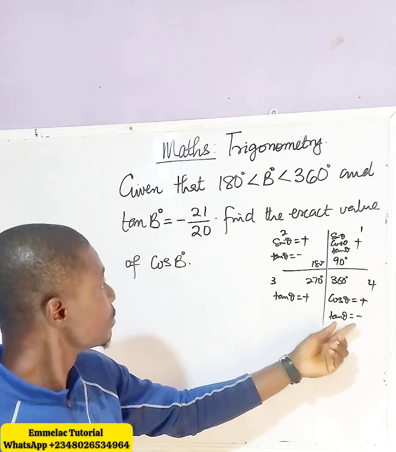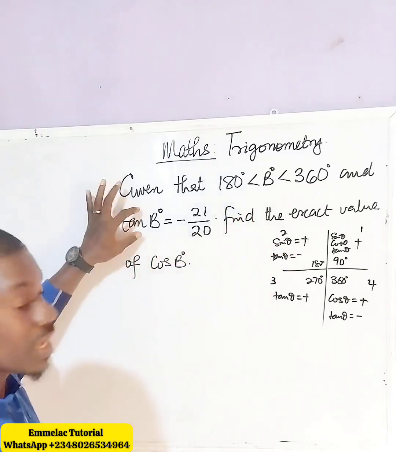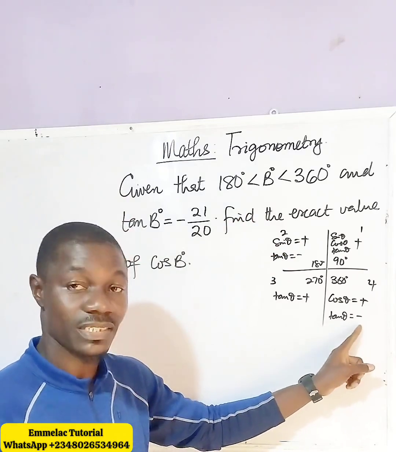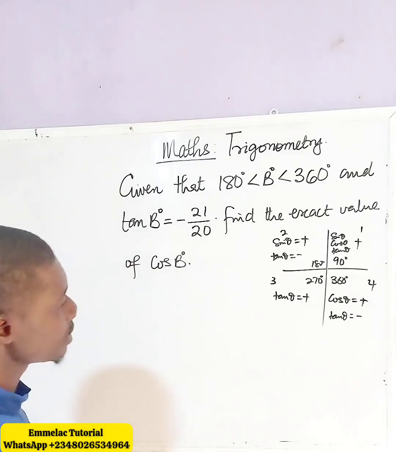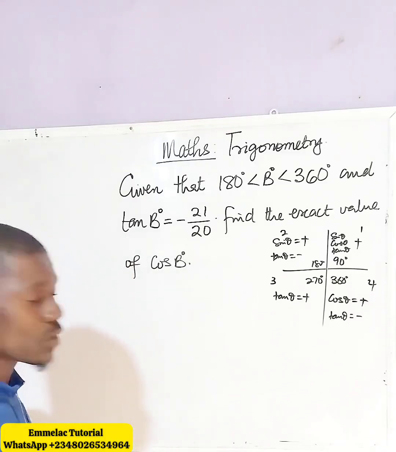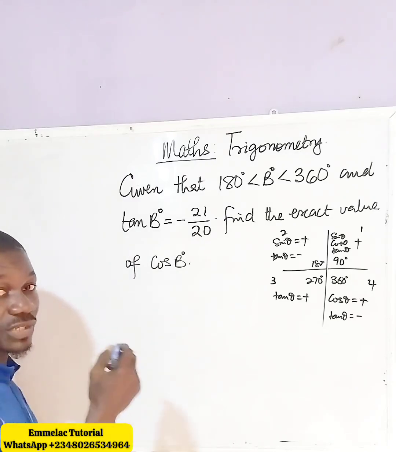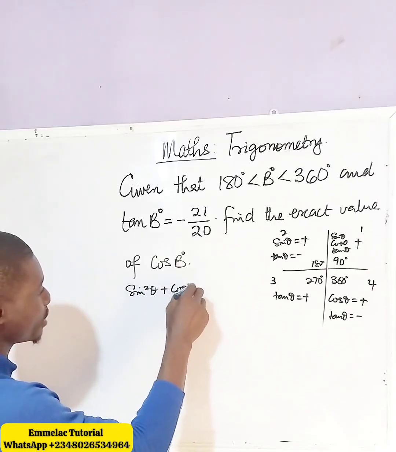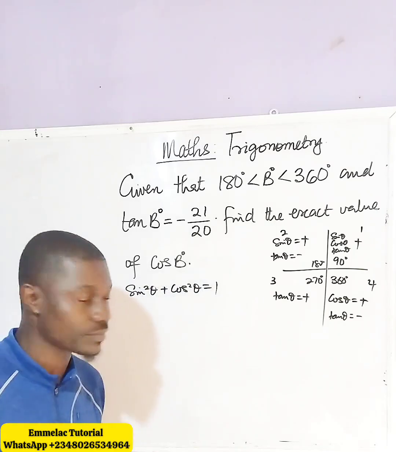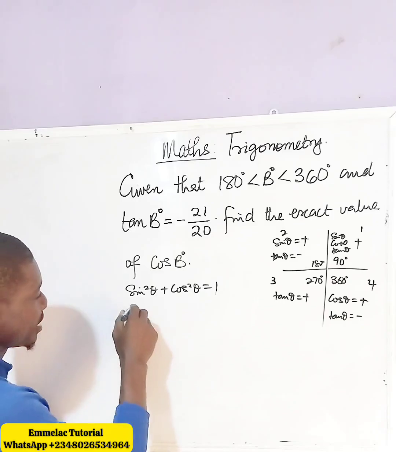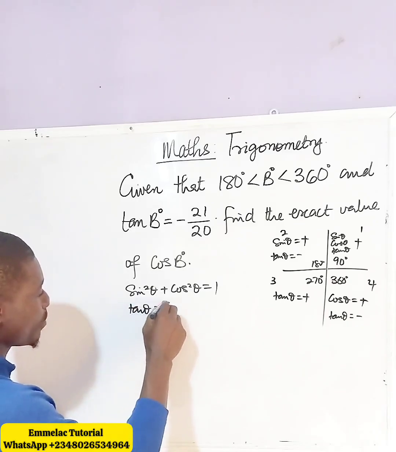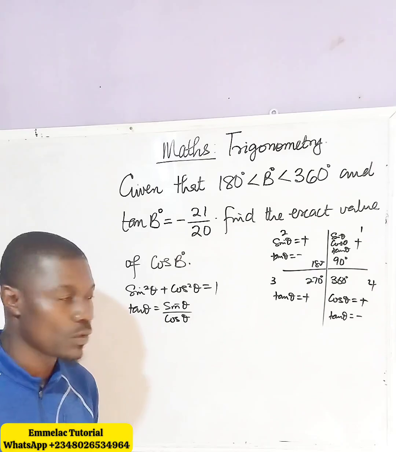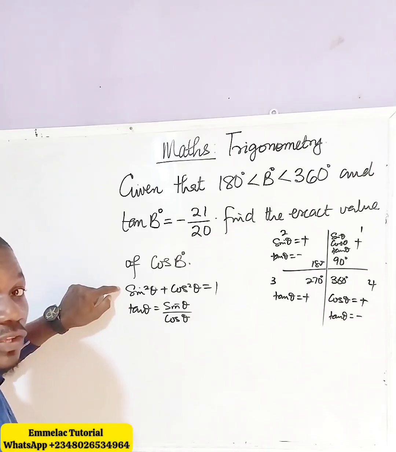So our b, as per the tan here, will be negative, since tan theta here is negative. Now let us recall this trigonometry identity formula: sine squared theta plus cos squared theta equals 1, and again, tan theta equals sine theta all over cos theta. This is the formula we're making use of.